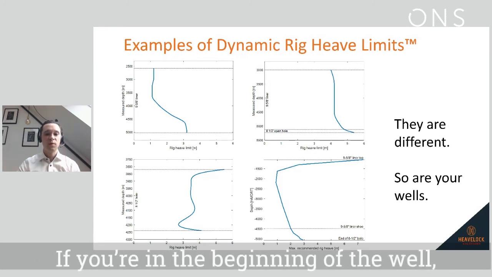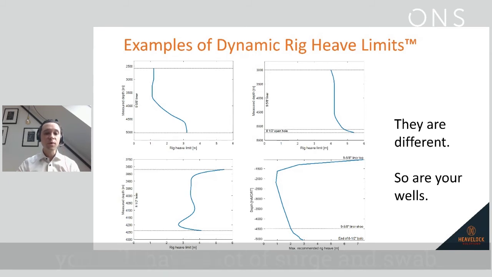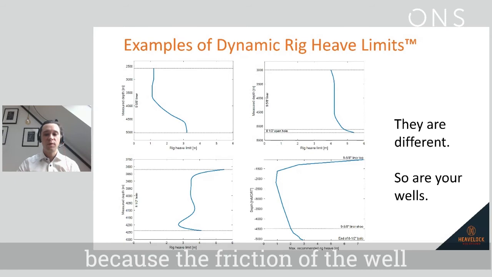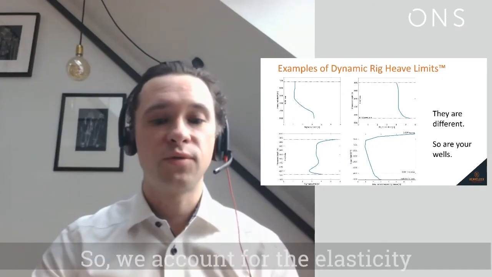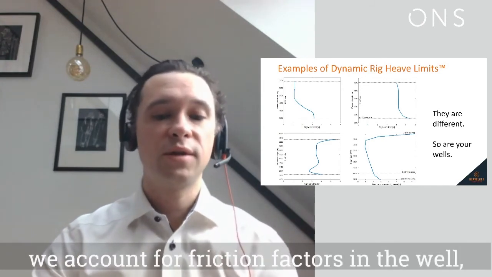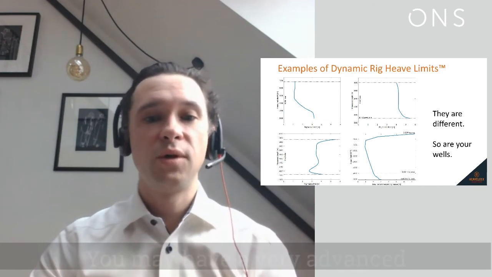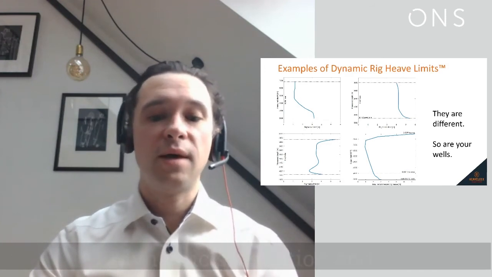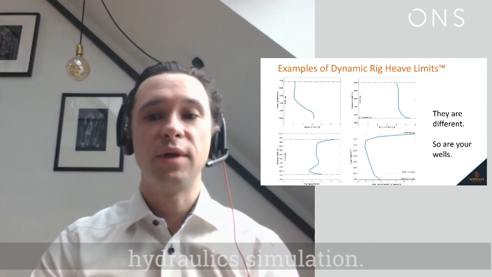If you're in the beginning of the well and there is little friction holding the drill string in place, you will have a lot of surge and swab with rig heave. Further down in the well, you might have less because the friction of the well holds the drill string in place. We account for all of these factors. We account for elasticity of the drill string. We account for friction factors in the well. We account for the non-Newtonian fluid properties. We have a very advanced dynamic simulation, and it's a mechanic hydraulic simulation.